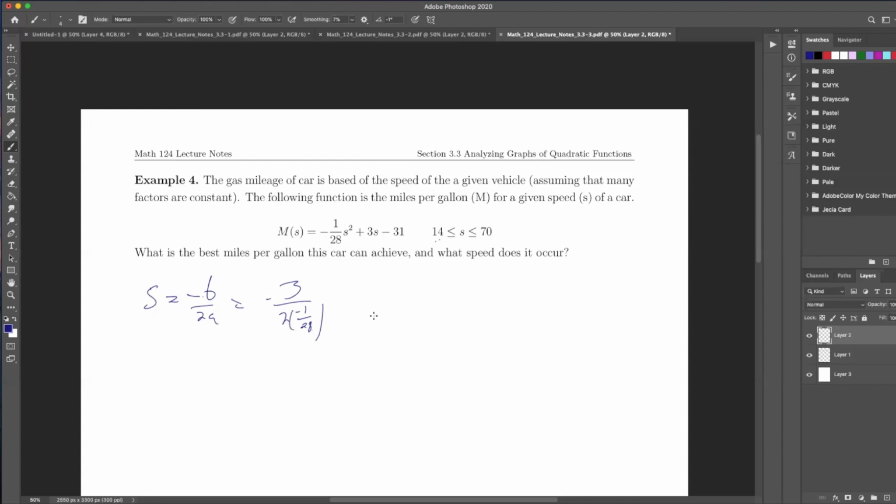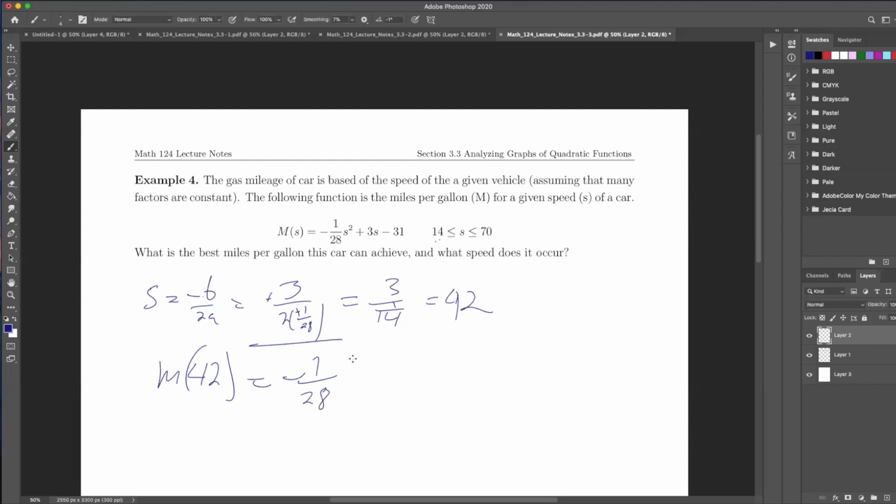All right, let's see if I can do this in my head. I know I can do this. So the negatives cancel each other. I can divide out a 2, so it'd be 3 over 14, or 1 over 14. Multiply 14 up top will give me 42. Yeah, so this is 42. You go ahead and chunk it through a calculator here. So get 42. So M of 42.